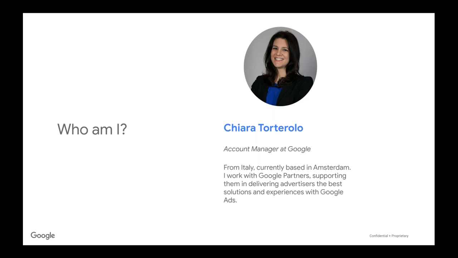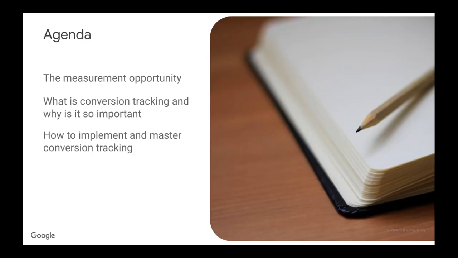So I've been working quite a lot with conversion tracking, with the setup and all the challenges that it can have. Today we're going to cover three key points. First of all, we'll review the measurement opportunity to help you understand why correct measurement is so important. Then we will move to conversion tracking. We will review the benefits of conversion tracking, and then we will move to the core, which is how to implement and master conversion tracking. We're also going to see some tips to read reporting.